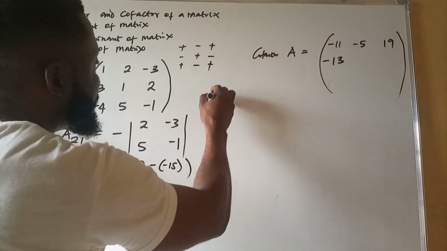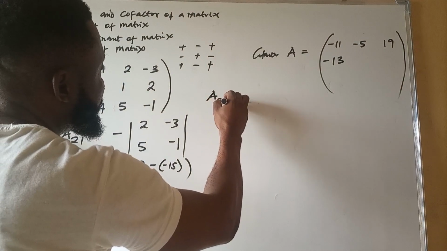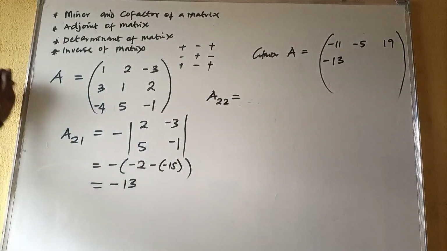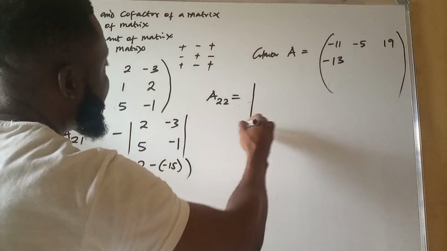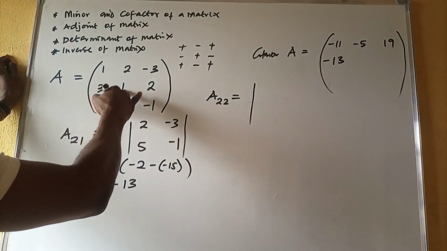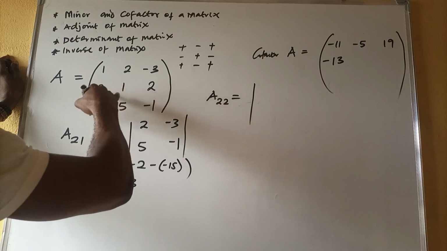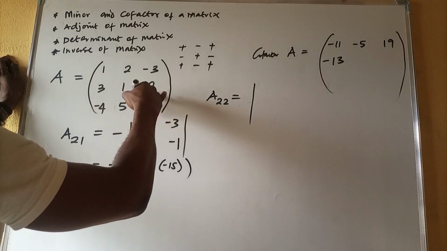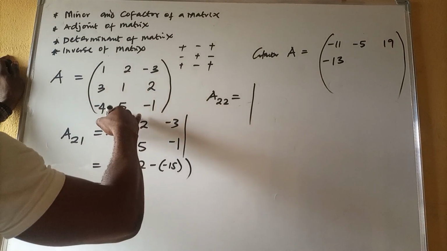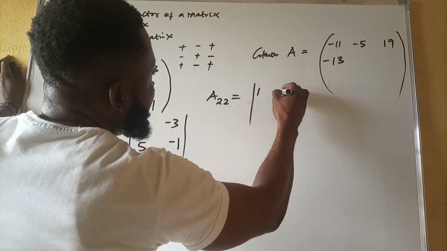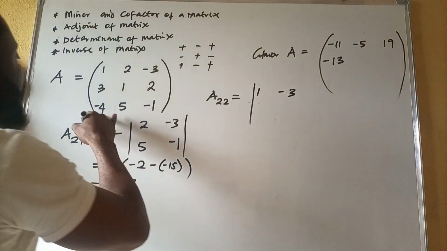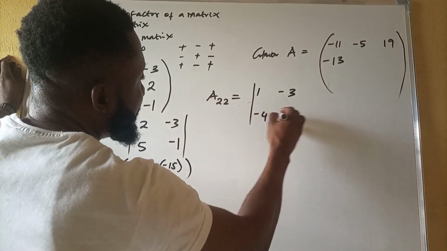So we'll go for A22. A22, the sign is positive. So since the sign is positive, we're going to delete this. We delete 3, 1, 2 row. And we're going to delete 2, 1, 5 column. So if we delete that, we're going to get 1 minus 3. I'm going to have minus 4, minus 1.